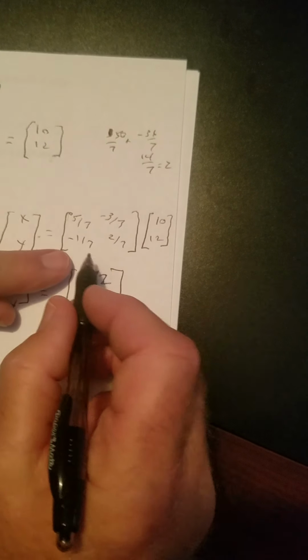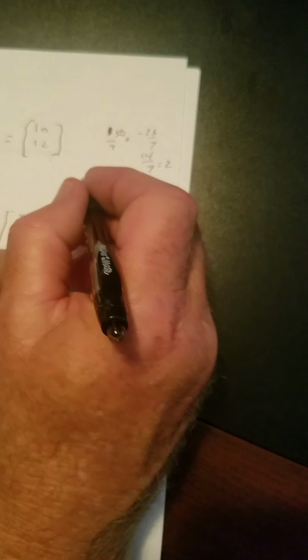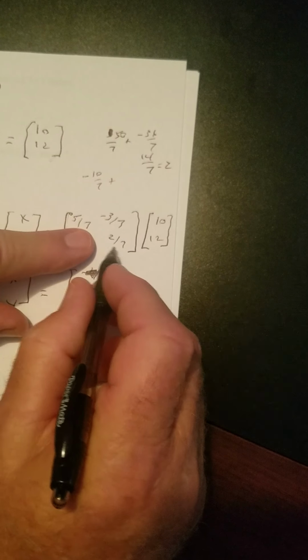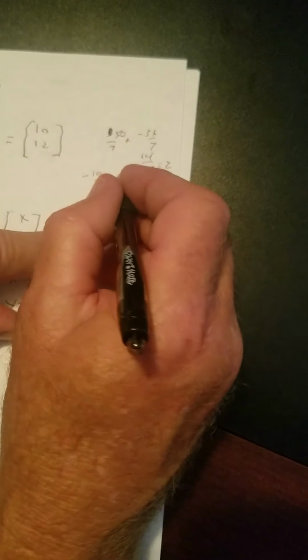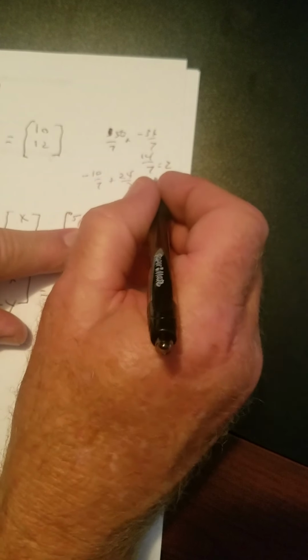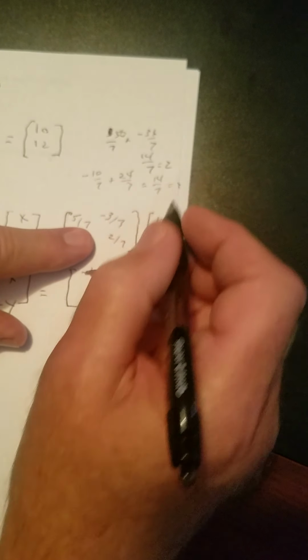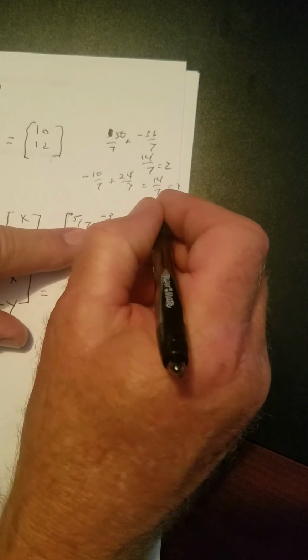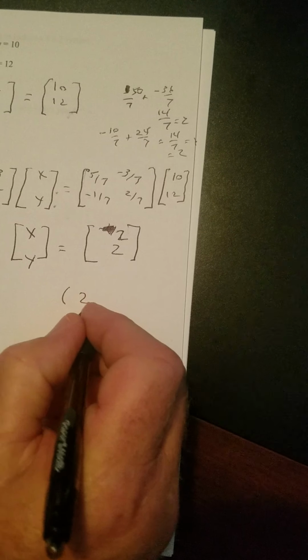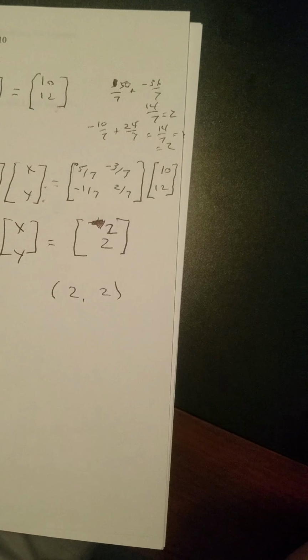And then the bottom one, we're going to have negative 1/7 times 10, so that's negative 10 sevenths plus 2 sevenths times 12, that's 24 over 7. So negative 10 and 24 is 14 over 7. Looks like we get 2 again. So my answer is an ordered pair of 2 and 2.